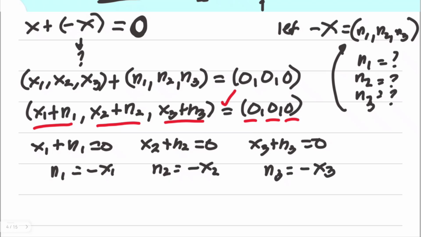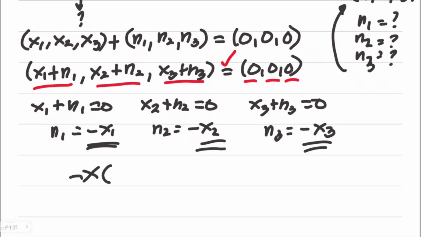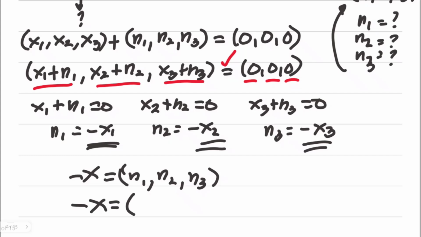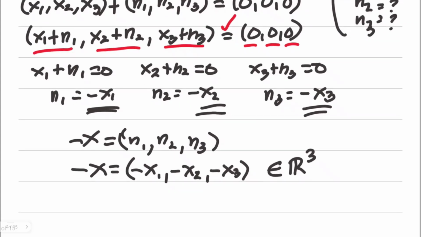That would mean this should be the components of the inverse of x. So our negative x, which is equivalent to n sub 1, n sub 2, and n sub 3, must have the form of negative x sub 1, negative x sub 2, and negative x sub 3, obviously an element of R3. This means that we have found the equivalent form for the inverse of a certain vector, in this case x, which is also an element of our R3. Hence, we have shown that the existence of additive inverses is true.